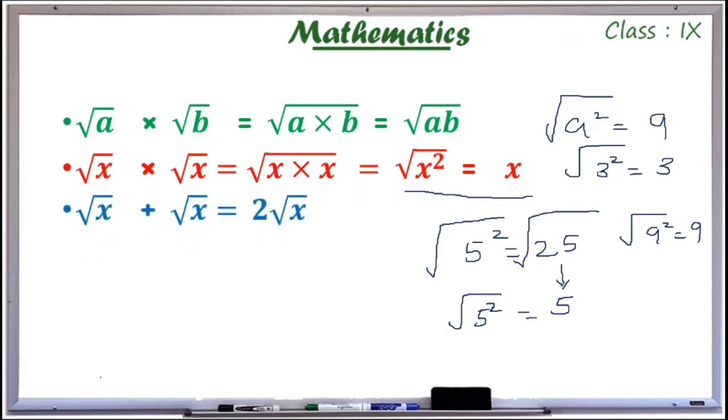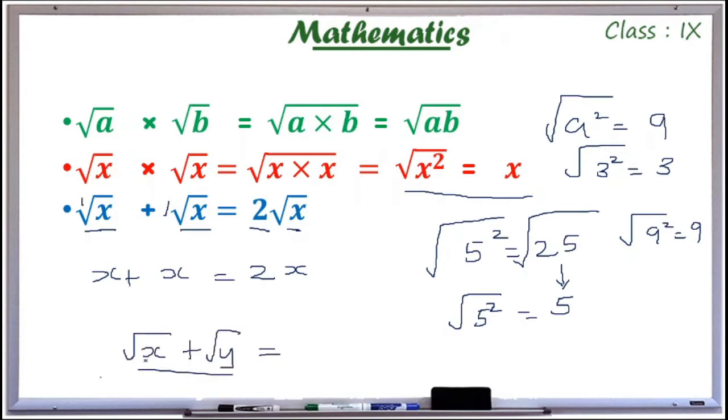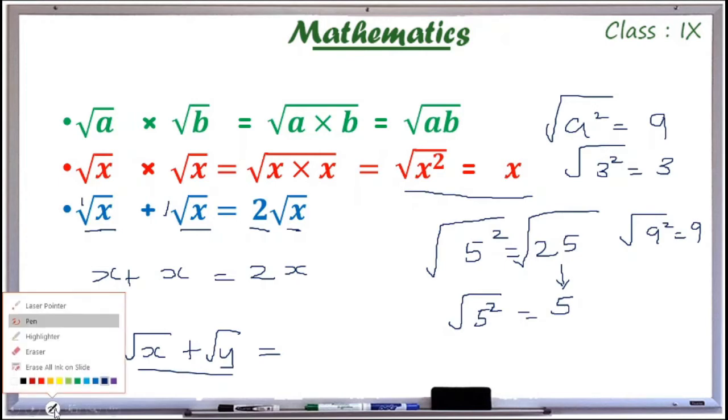And root x plus root x is equal to 2 root x. Simply adding the coefficients. Here the coefficient of root x is 1, here also 1. 1 plus 1 is equal to 2, so 2 root x. Simply adding x plus x, you get 2x. Like that, root x plus root x is equal to 2 root x. So you can only add the coefficients of root x. Suppose it is root x plus root y, you cannot add root x plus root y. So just remember that point too.